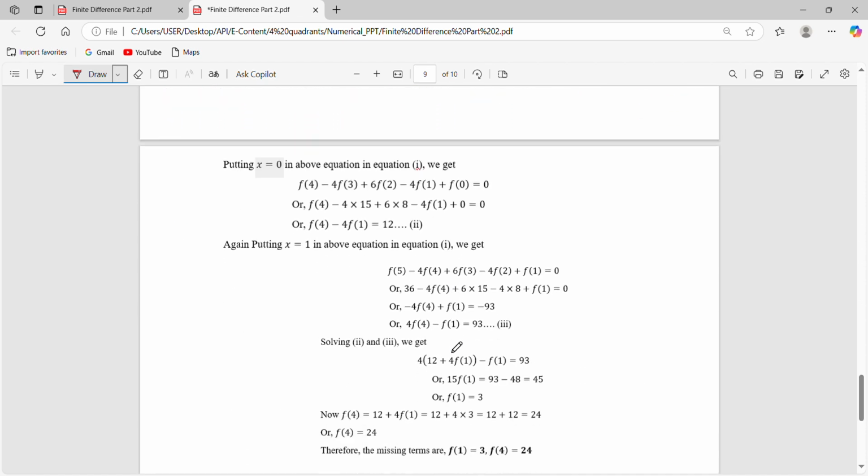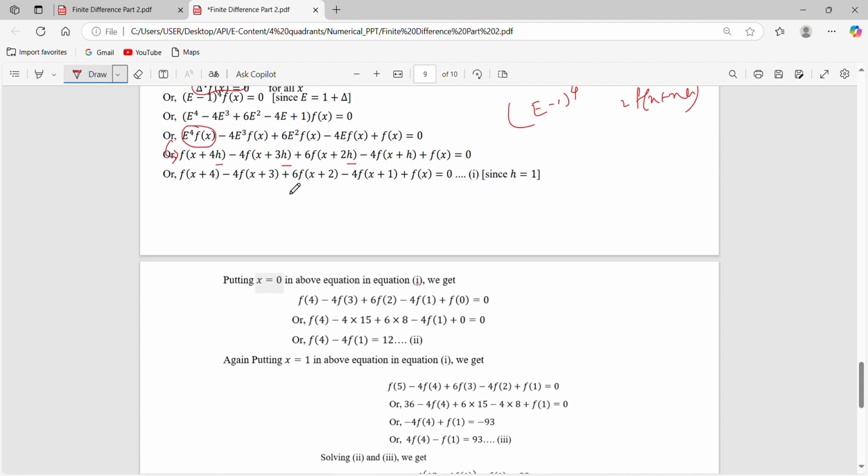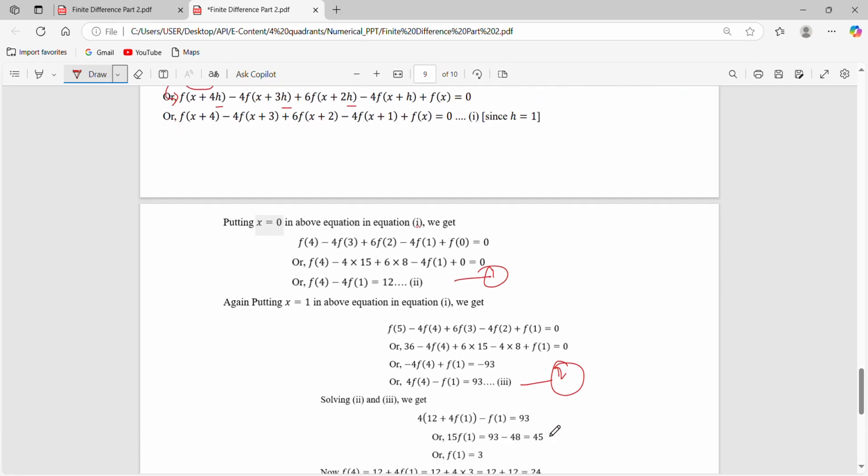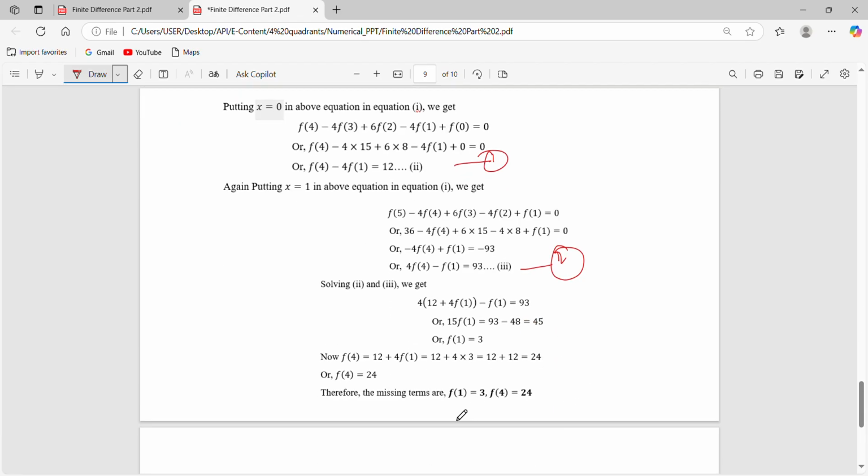Now coming to the end of the problem. Since we need 3 unknowns, we will put x equal to 0 and x equal to 1. After putting x equal to 0 we have f4 minus 4 f1 equal to 12. Again we put x equal to 1, and we will have 4 into f4 minus f1 equal to 93. So we have two equations, equation 1 and equation 2. After solving this, we will get f1 equal to 3 and f4 equal to 24.